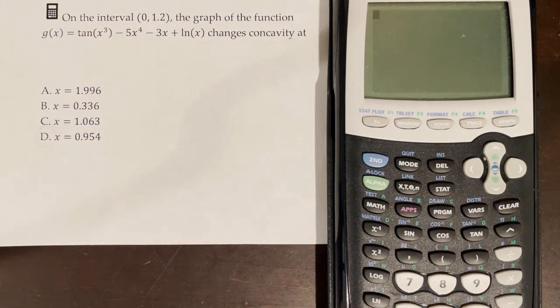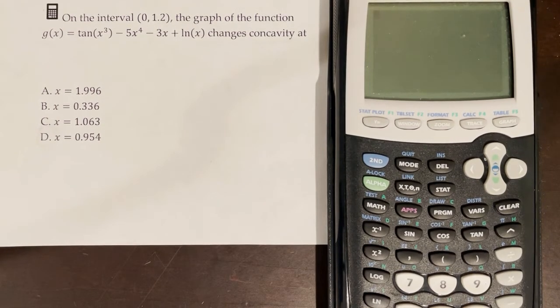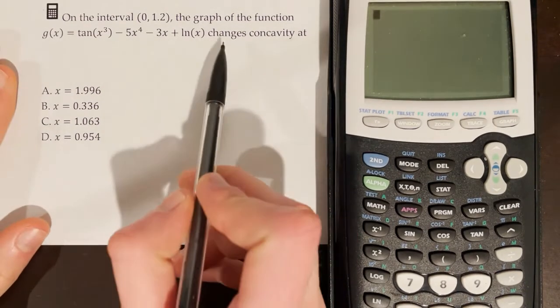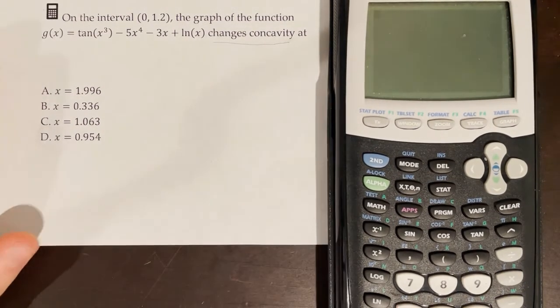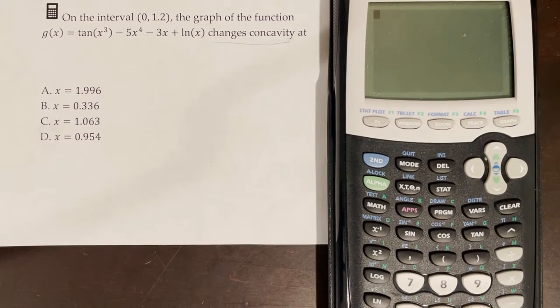On the open interval from 0 to 1.2, the graph of the function g of x equals the tangent of x cubed minus 5x to the fourth minus 3x plus the natural log of x changes concavity at which value of x? Changes concavity simply means that we have a point of inflection there. And points of inflection occur when the second derivative changes signs.